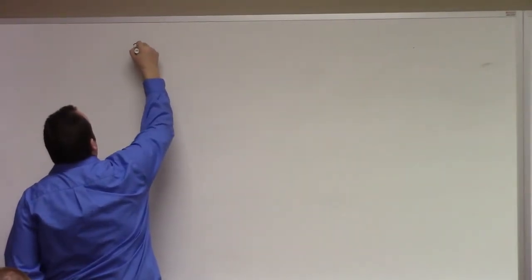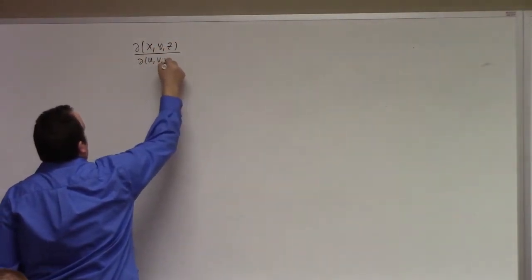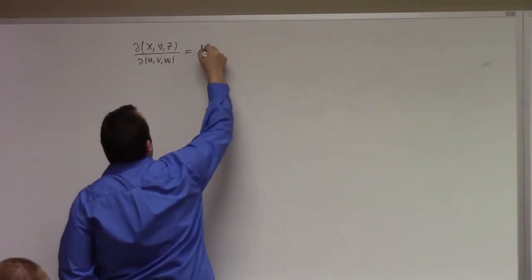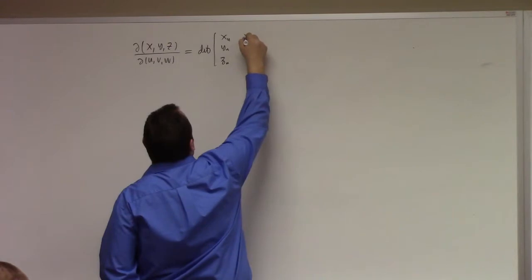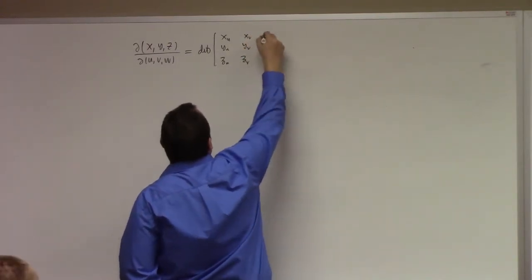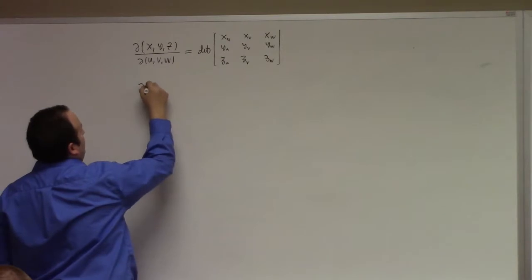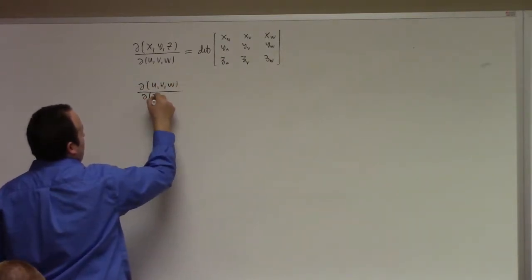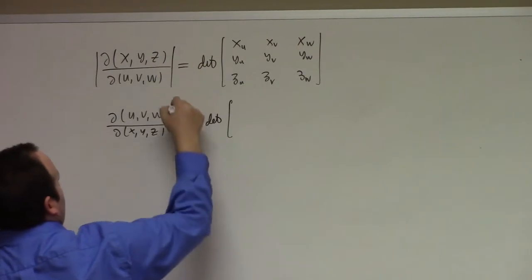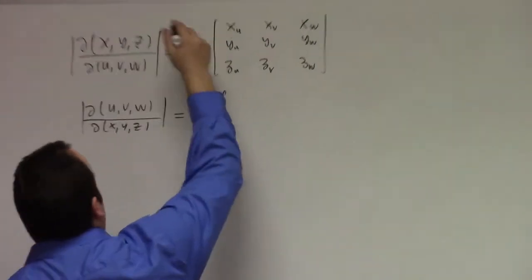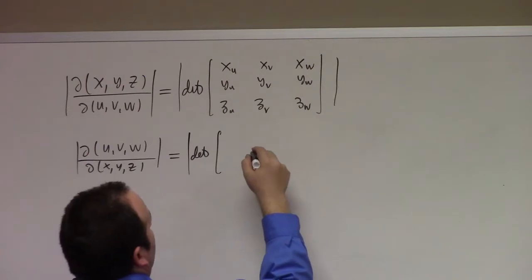If you allow me this notation for a second, this would be the determinant of xu, yu, zu, xv, yv, zv, xw, yw, zw, right? What would it mean if I instead asked what's the partial of u, v, w with respect to x, y, z? I probably should put absolute value, right?